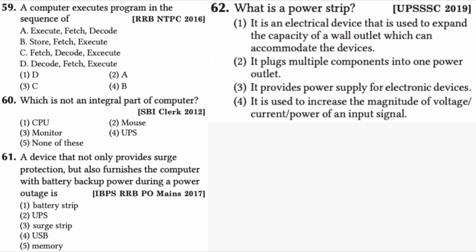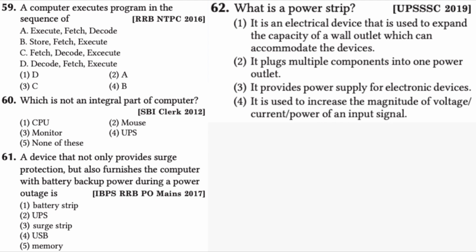Now, on to question 60. Which is not an integral part of a computer? Here, the correct answer is 4. UPS. UPS, or uninterruptible power supply, is not an integral part of a computer. It is a power management device that provides backup power during outages but is not a core component of the computer system.